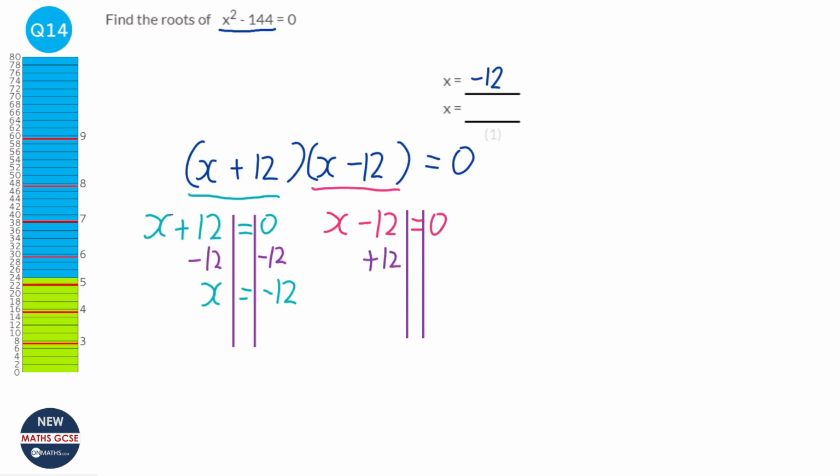So add 12 to both sides. You'll notice something about the numbers here, that they are exactly the same. That's because when you find a solution, you get the number here and you just change the sign. So that becomes minus 12 and that becomes plus 12.